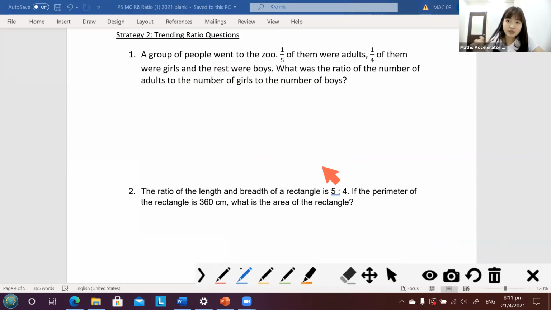Now we're at strategy 2, which is trending ratio questions. These types of questions are common. They can come out during your exam, and have already been coming out during your exams. So let's try some of these questions.